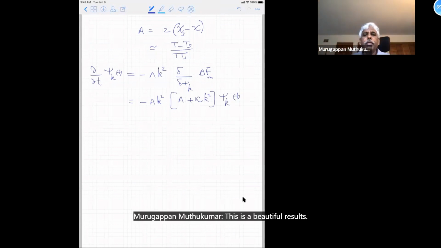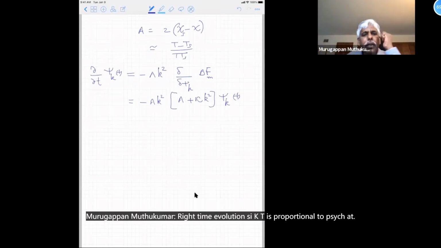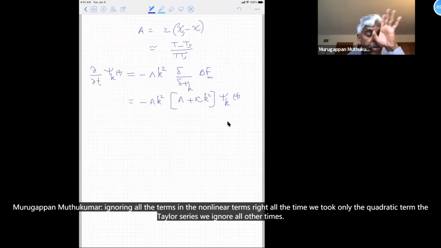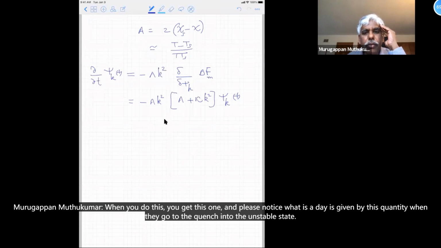This is a beautiful result. Right? The time evolution of psi k t is proportional to psi k t, ignoring all the nonlinear terms. We took only the quadratic term of the Taylor series and ignored all other terms. When you do that, you get this one. And please notice what is A. A is given by this quantity.